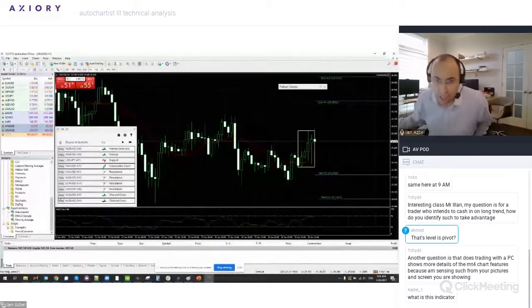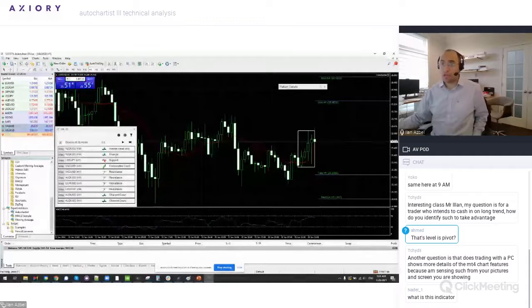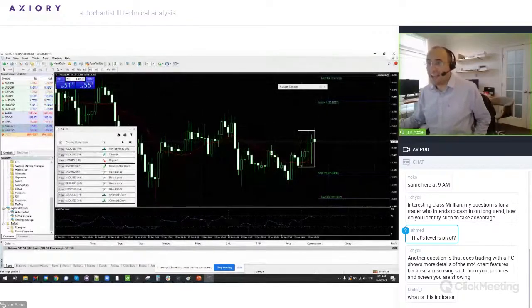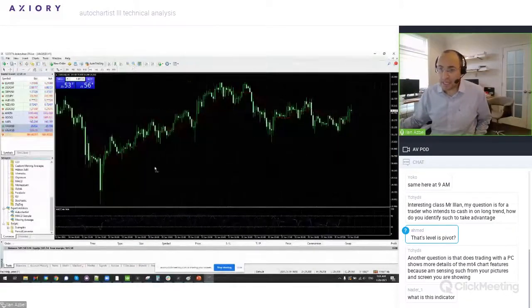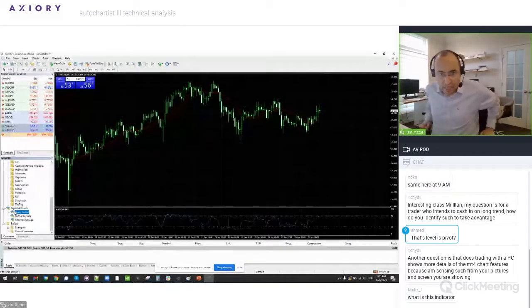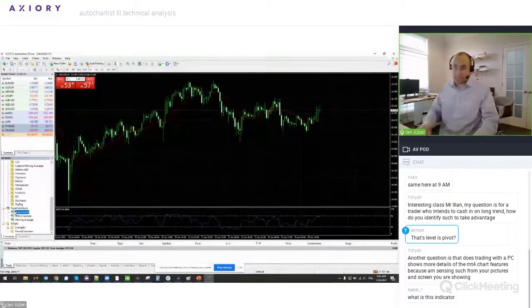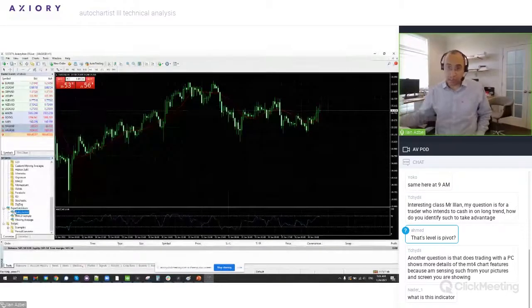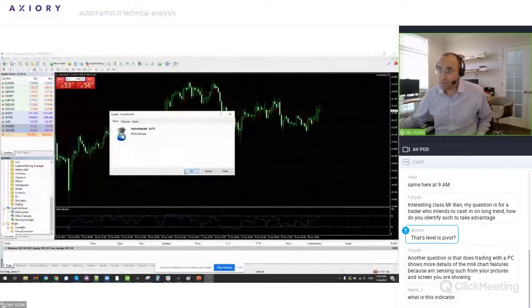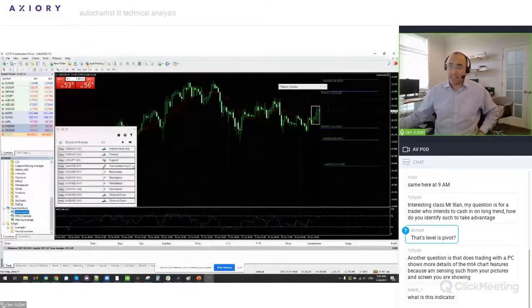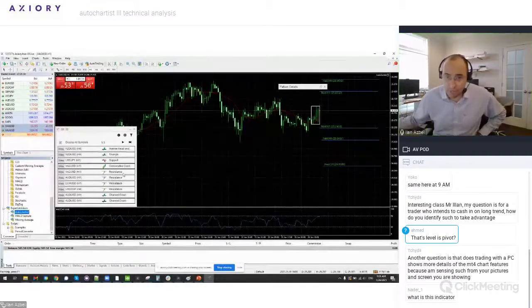I see there's a question about what this indicator is. Okay, so just to go back a step, I thought we all knew what Autochartist was. Maybe we don't. Autochartist is a free tool that you get from Axiori. If you go to the website, you can download this tool and install it. When you install it, you get this expert advisor called Autochartist. When you drag and drop it onto your chart, don't worry, it doesn't trade for you. It identifies all the technical analysis opportunities that are happening in the market, right?